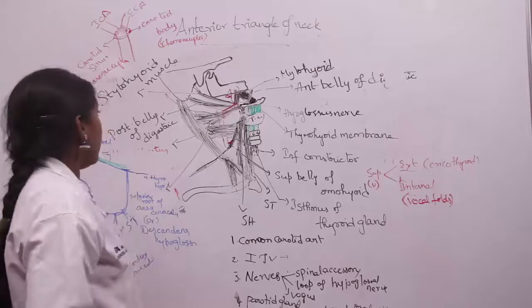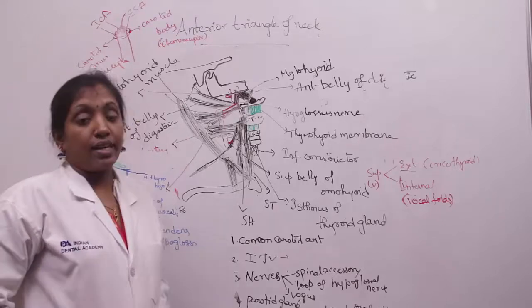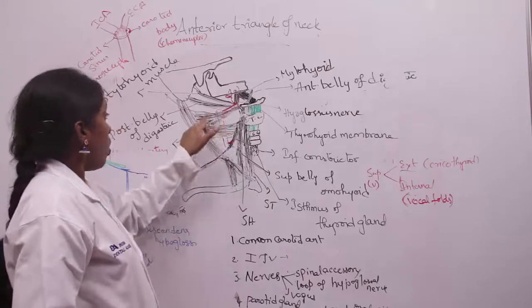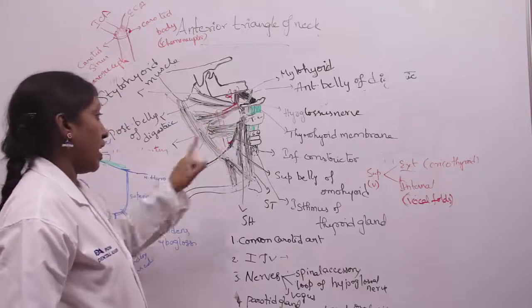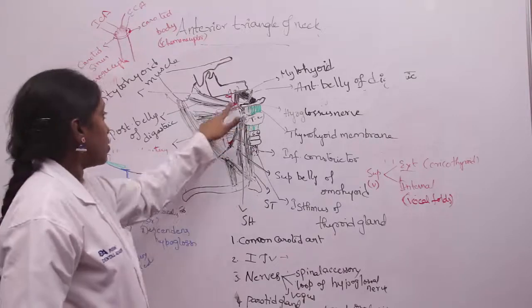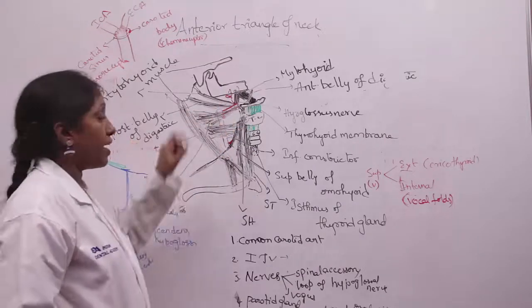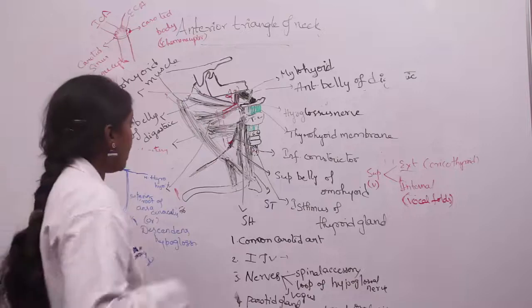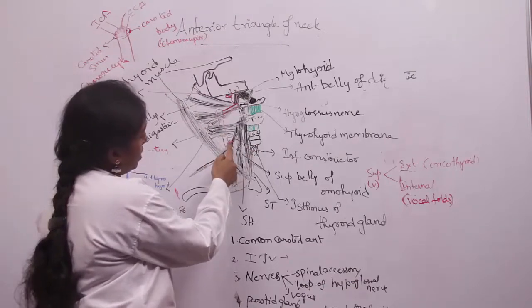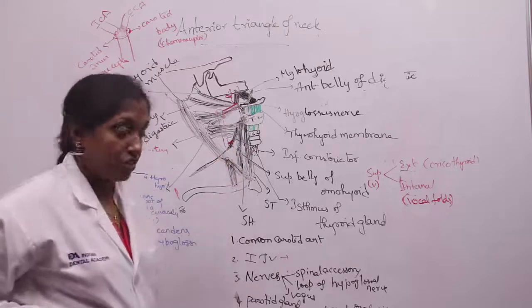In the carotid triangle, we will be able to see five branches. There are the superior thyroid artery, lingual artery, facial artery, occipital artery, and ascending pharyngeal artery. The lingual artery supplies the tongue, the facial artery supplies the face, the occipital artery supplies the occipital region of the skull, and the ascending pharyngeal artery supplies the pharyngeal region.